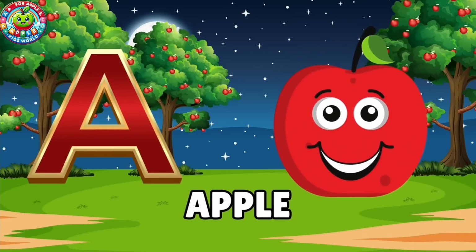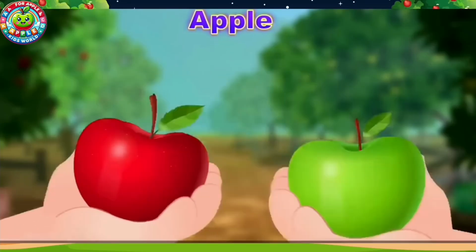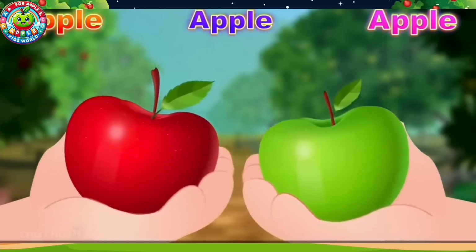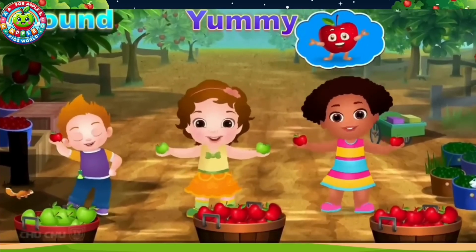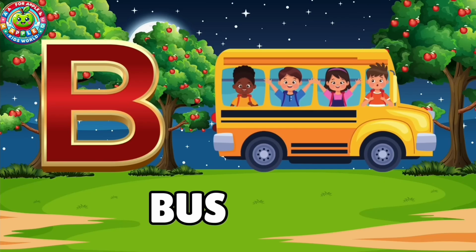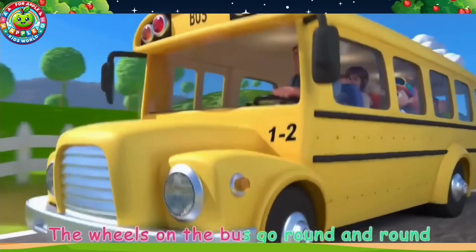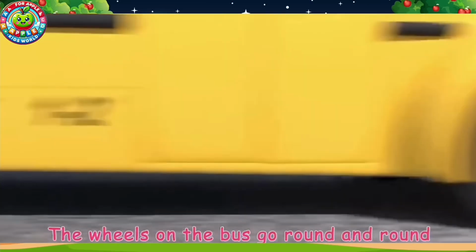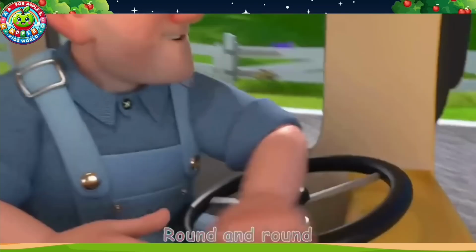A for apple. Apple, apple, round and yummy apple. B for bus. Wheels on the bus go round and round, round and round.